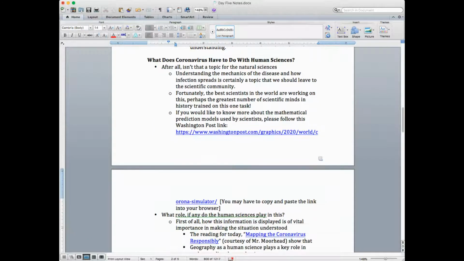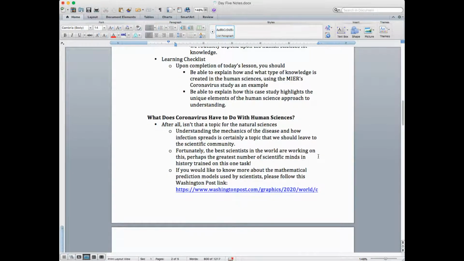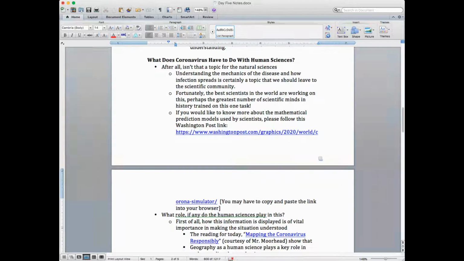Now, I guess the first question that would crop up is, really, what does coronavirus have to do with the human sciences? After all, isn't that a topic for the natural sciences? Well, understanding the mechanics of the disease and the mechanics of how infection spreads, that's certainly a topic we should leave to the scientific community. It's way above my pay grade.